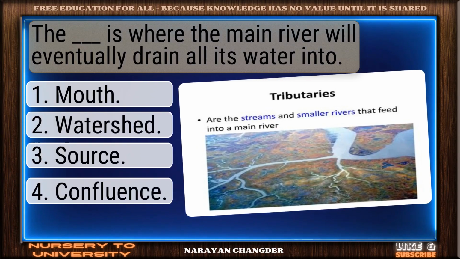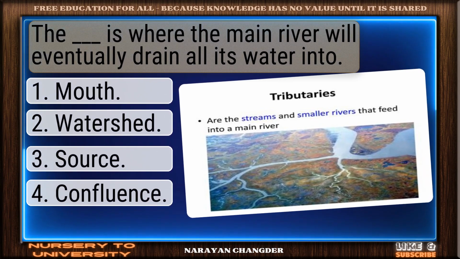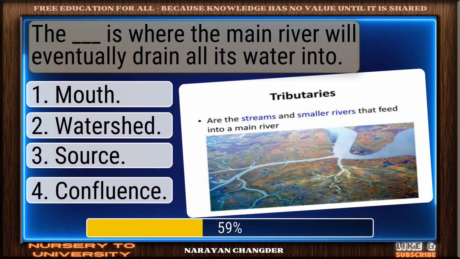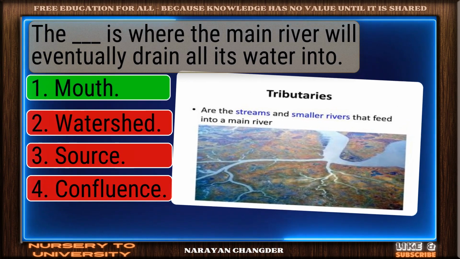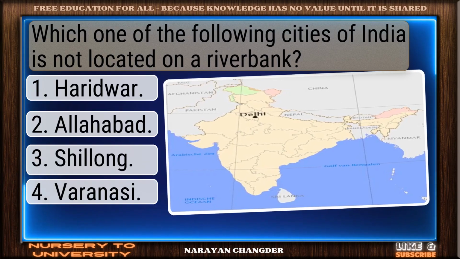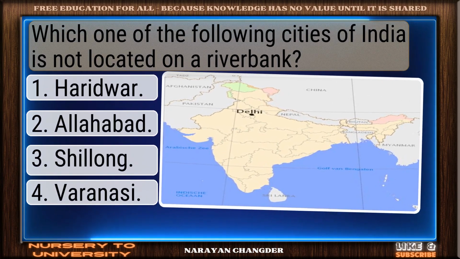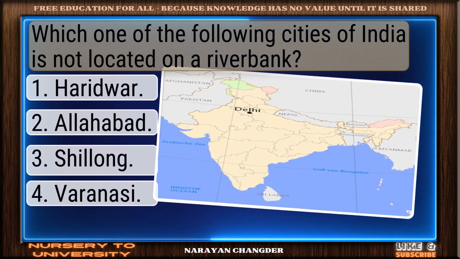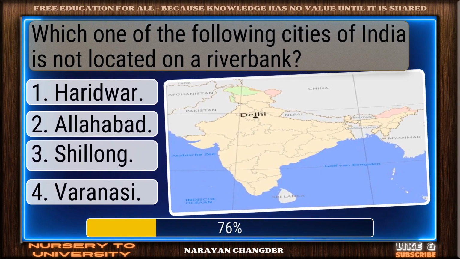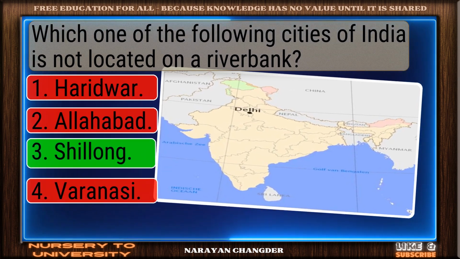Question number 61. The dash is where the main river will eventually drain all its water. Strong choice. Mouth is the right answer. Question number 62. Which one of the following cities of India is not located on a riverbank? Well reasoned. Shillong is the correct choice.